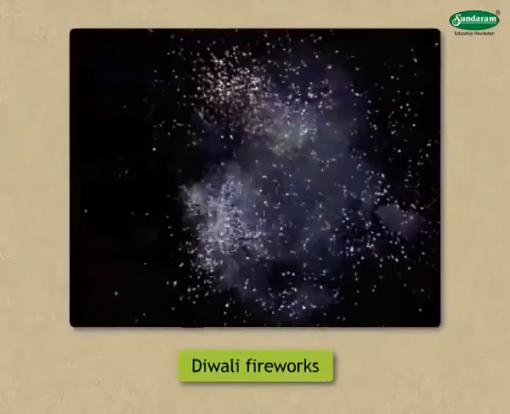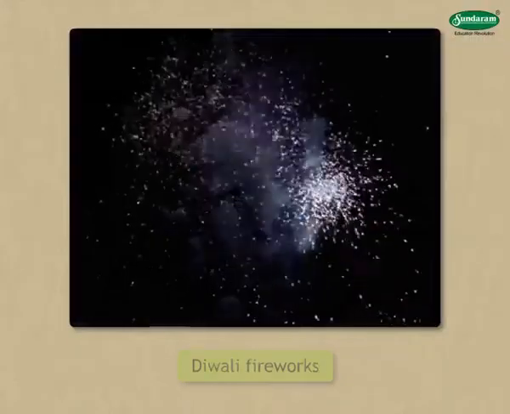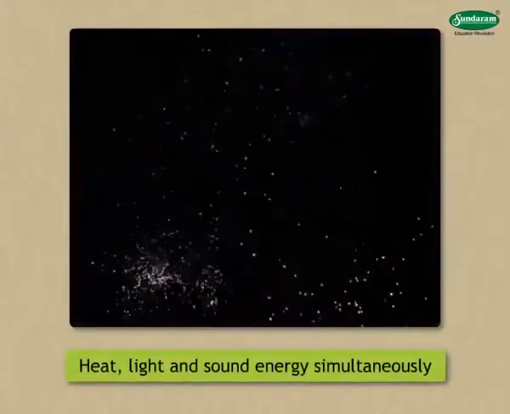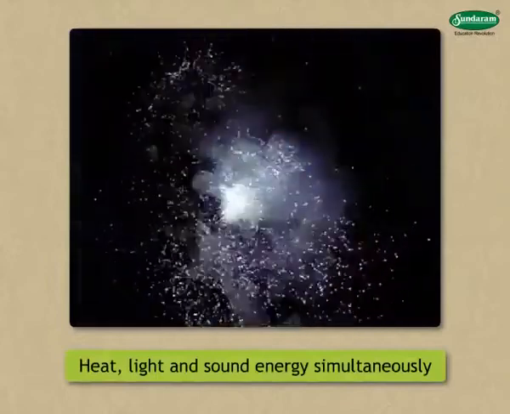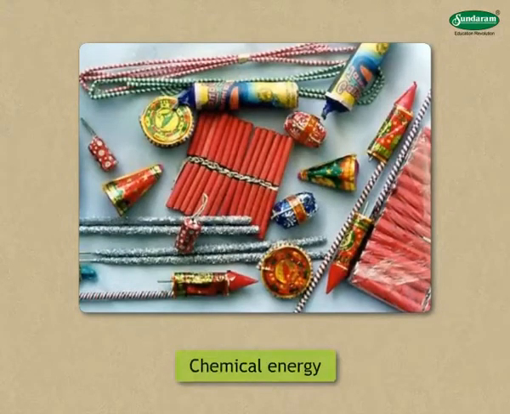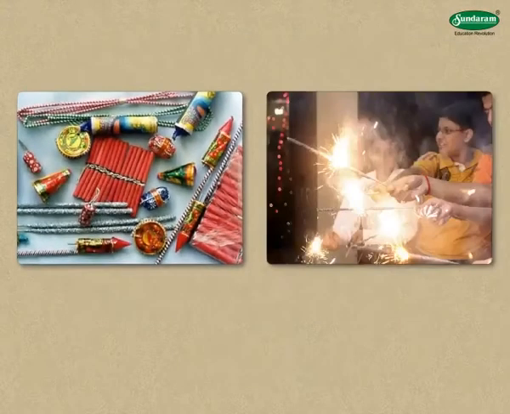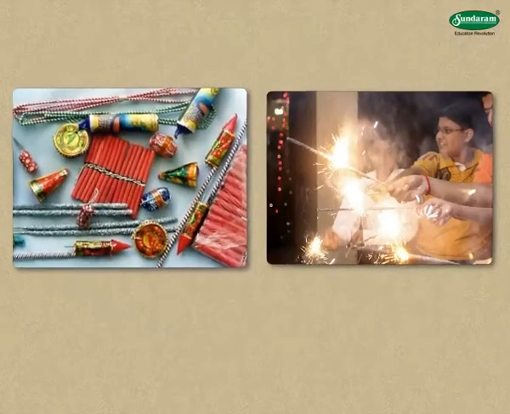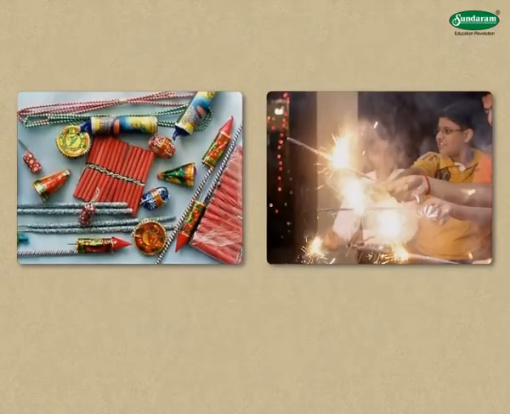When Diwali fireworks go off, they give out heat, light, and sound energy simultaneously. The substances in the fireworks are packed with chemical energy. That is why light, heat, and sound are all released as soon as they are fired or hit.